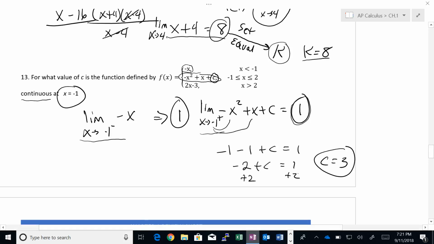How many questions are on the test? Depends on how you look at it, because there's a lot of A, B, and C and that kind of stuff. I want to say about 14 or 15 questions.